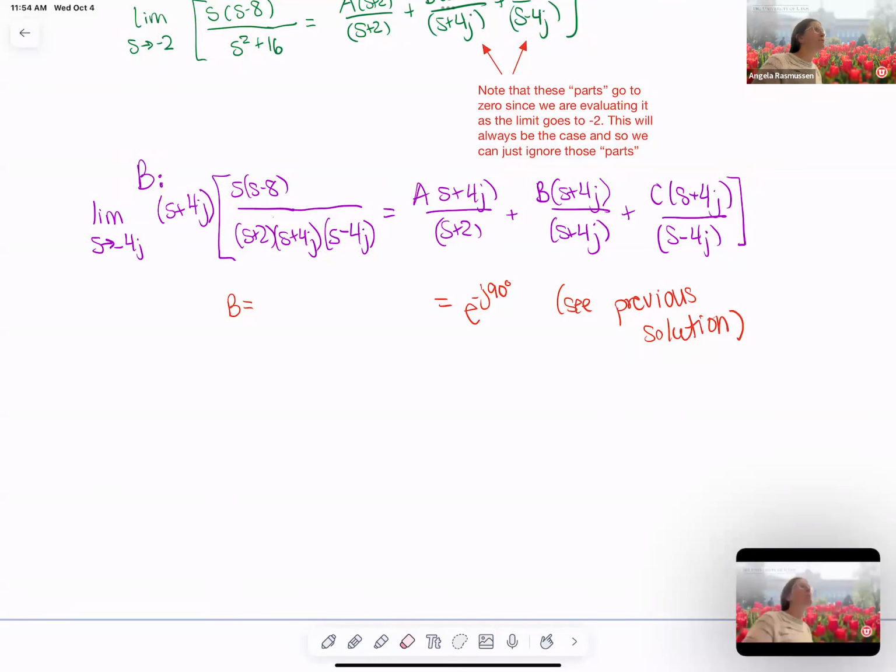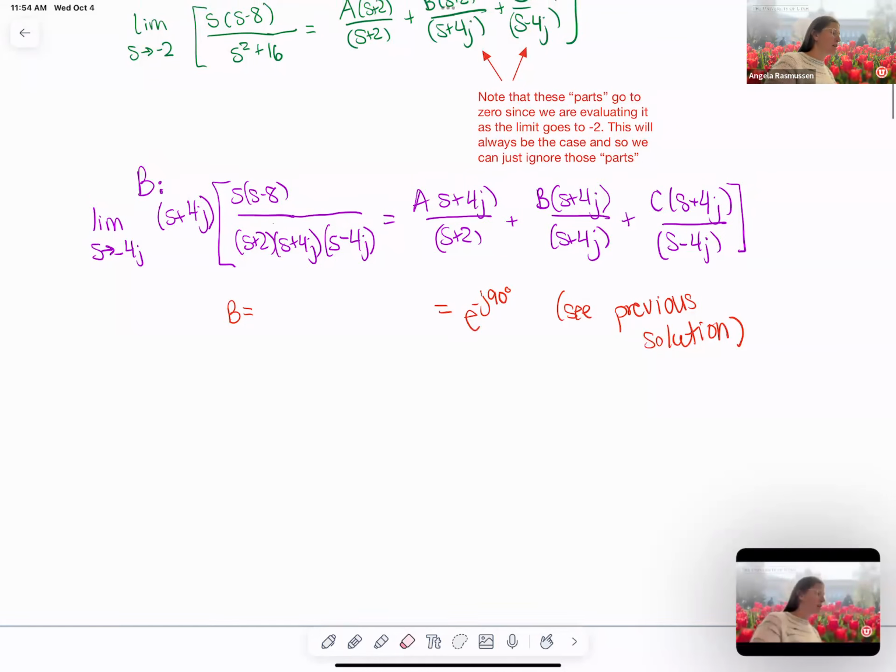So, partial fraction expansion quiz. Just make sure you're really feeling good about the partial fraction expansion. Any questions about that so far? Yes. So when you have the e to the something in the numerator.